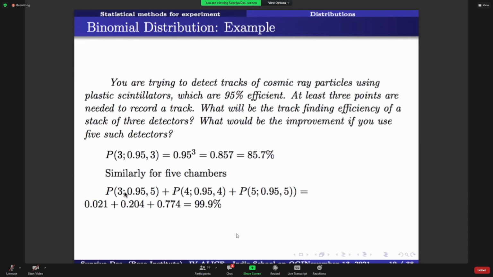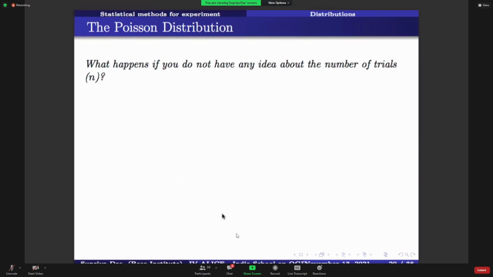Then you still ask for 3, but you can have 5 here. You can have 4 here, you can have 5 here. Then the probability goes like this. With similar calculations, you put these values and you get these probabilities, which happens to be 99.9%. So with the 5 detector stack, you can get it like this. Okay, so very good.